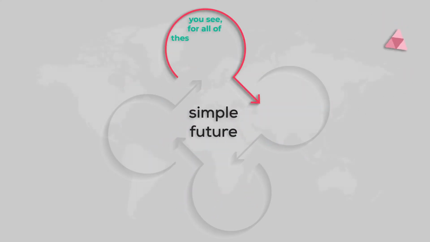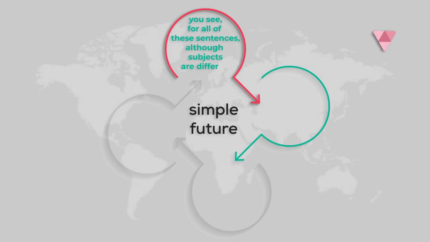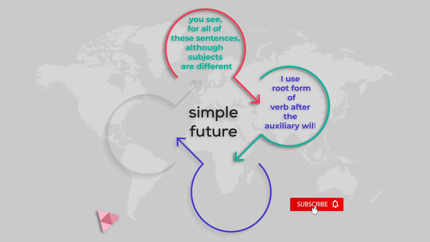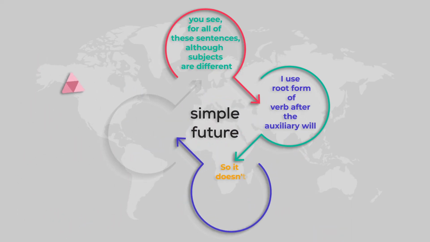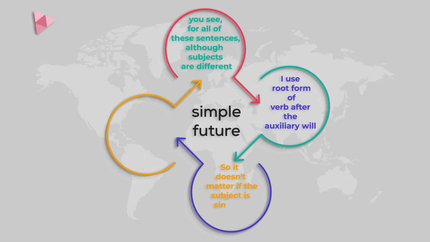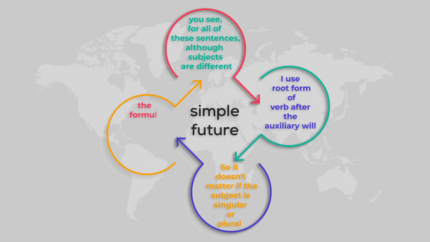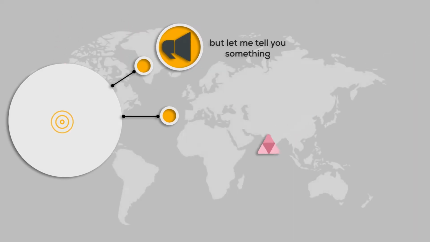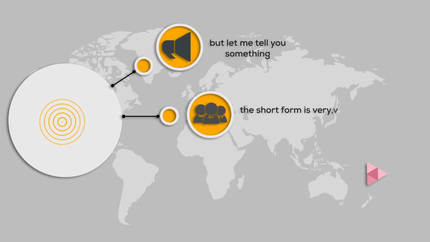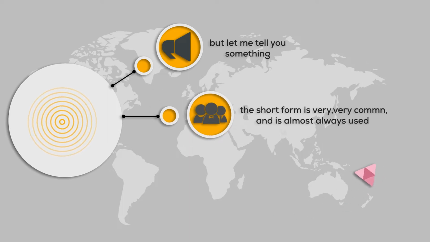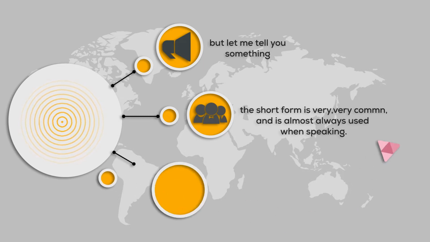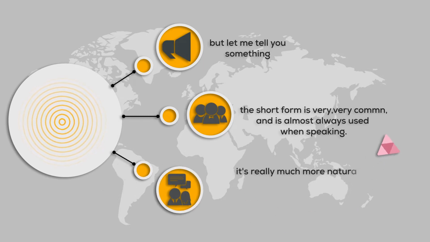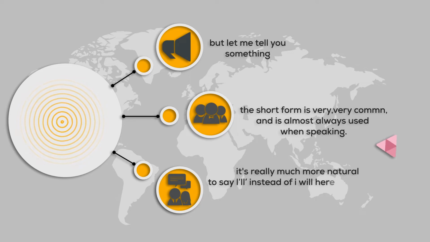You see, for all of these sentences, all the subjects are different. I use root form of verb after the auxiliary will. So it doesn't matter if the subject is singular or plural. The formula for the simple future doesn't change. But let me tell you something. The short form is very, very common and is almost always used when speaking. It's really much more natural to say I'll instead of I will.